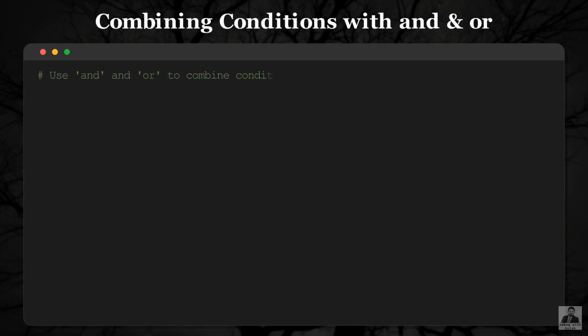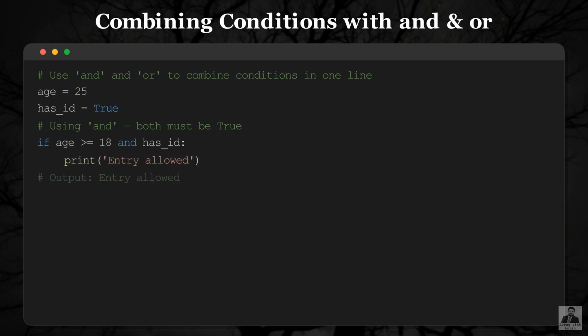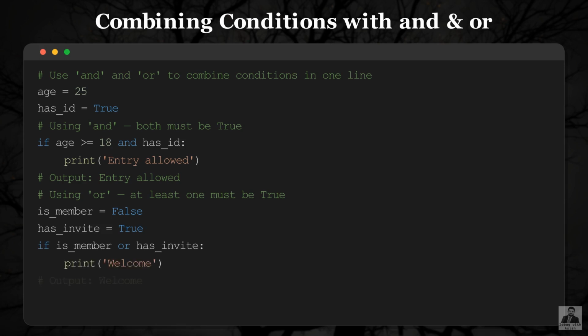Instead of nesting, you can often combine conditions on a single line using and or or. Using and means both conditions must be true for the block to run. Here, we check age and has ID in one line, which is cleaner than 2 separate if statements. Using or means at least one condition must be true. Here is member is false, but has invite is true. Since one of them is true, the or condition passes and we print welcome.